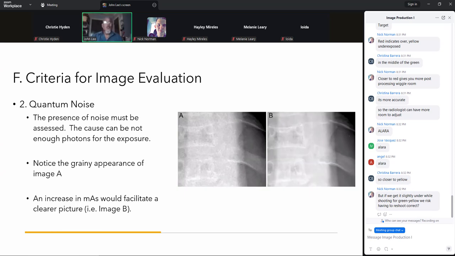The noise, this one repeats itself. An increase in mass is going to give us a clearer picture. You can increase your mass. Some of these systems can compensate for 50 times over exposure. So that's where dose creep comes into play. We want to be closer to the red so we have more room and there's less noise and so on. But you could do it with much less and still get a diagnostic image for the radiologist if we're staying with ALARA.